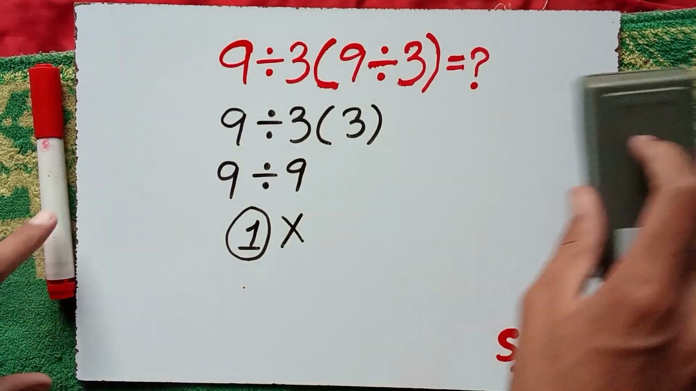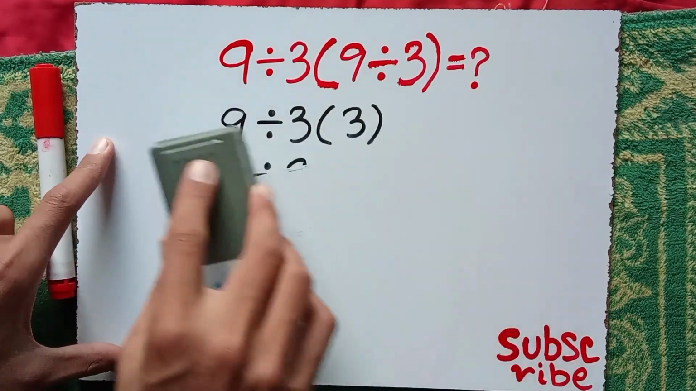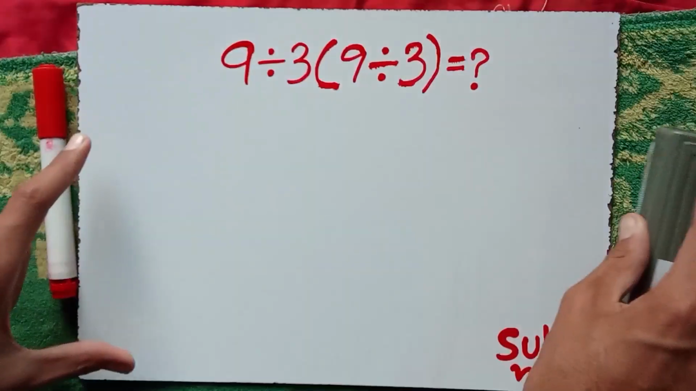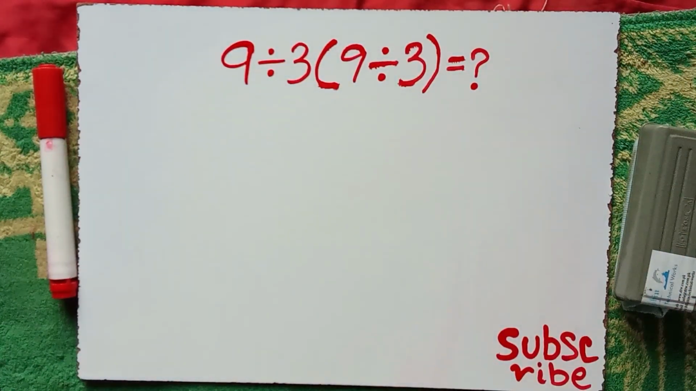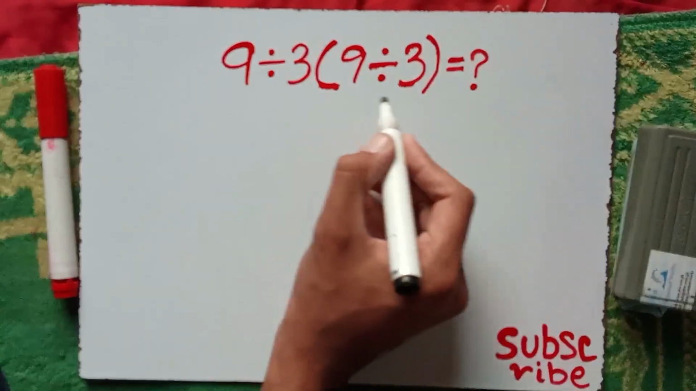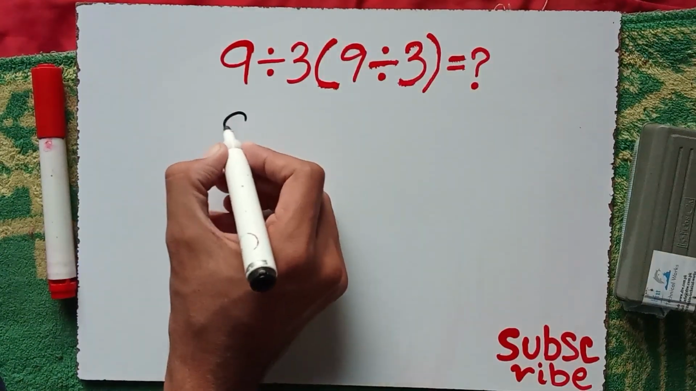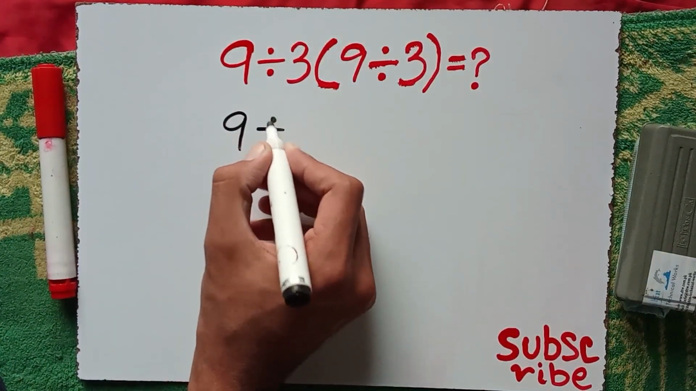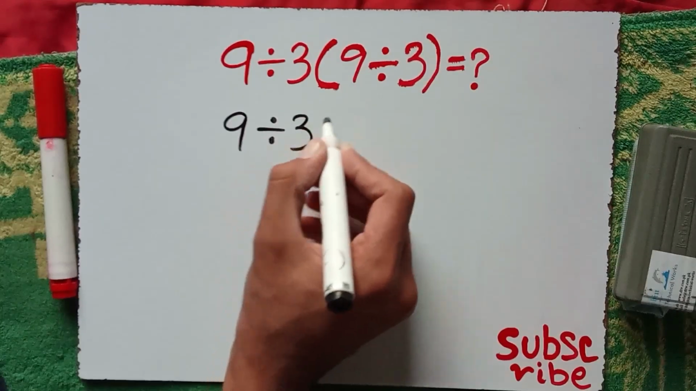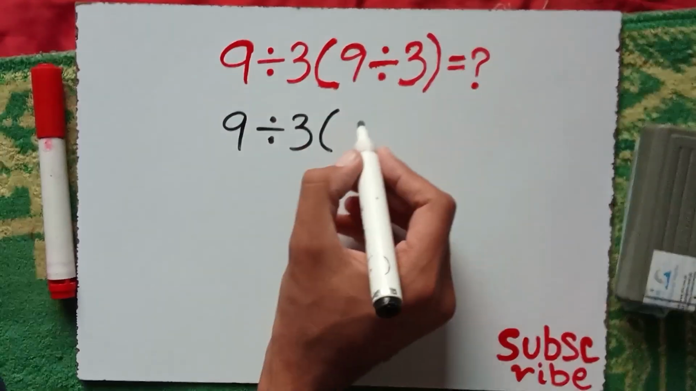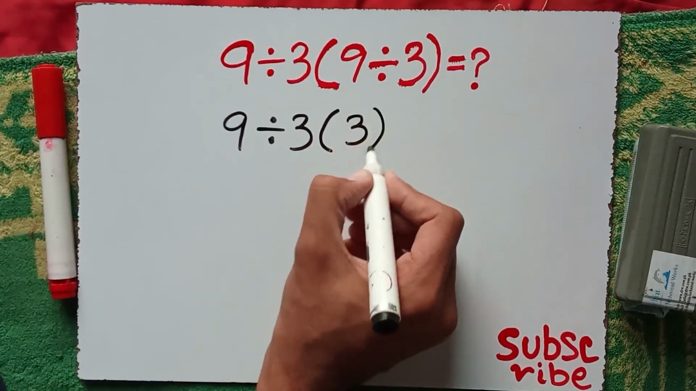Now I am going to solve this question by the correct method. According to the rule of PEMDAS, firstly we solve the parentheses. So 9 ÷ 3 (9 ÷ 3) equals 3.